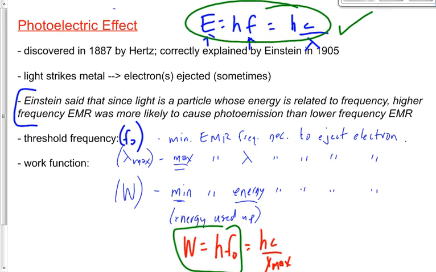Now, the last part of that equation isn't on there. So where are we going to get that from? Hc over lambda max. You're going to have to figure that out, okay? People tapping their heads, tapping their brains. You've got to use your brains, right? If energy is hc over lambda, then W would be hc over lambda max, all right?